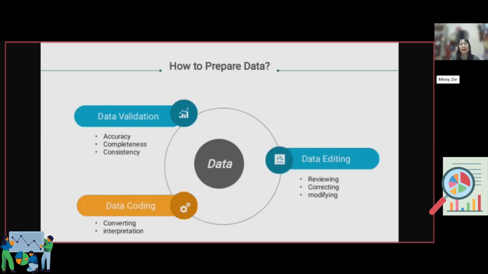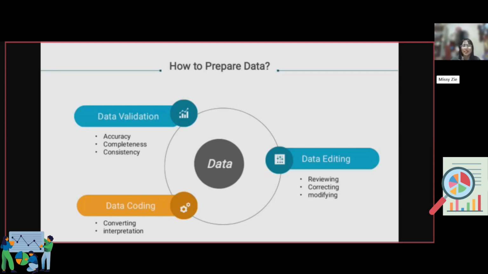Now, how to prepare our data? First, we have the data validation. It's under the accuracy, completeness, and consistency. So why do we need this data validation? Of course, for us to prevent the errors and to make sure also that our research is valid.